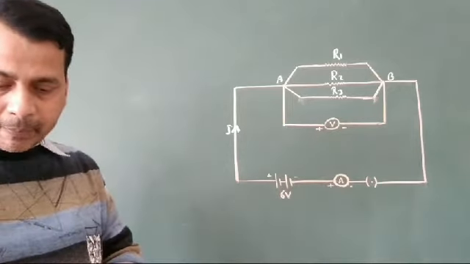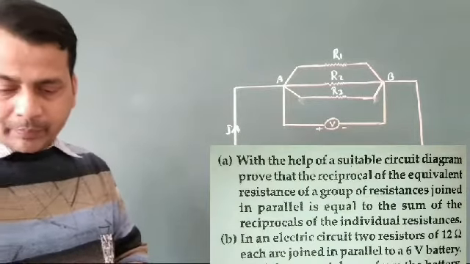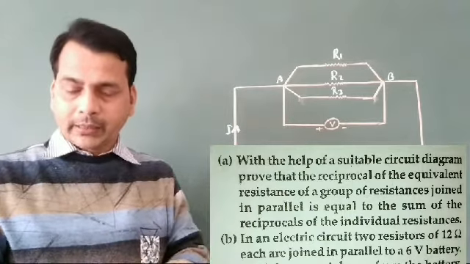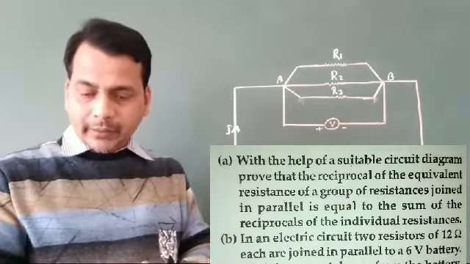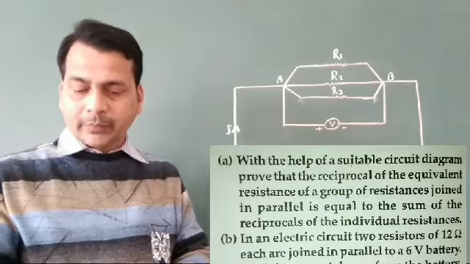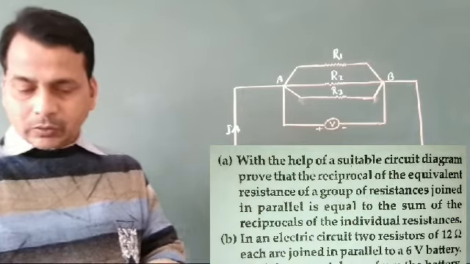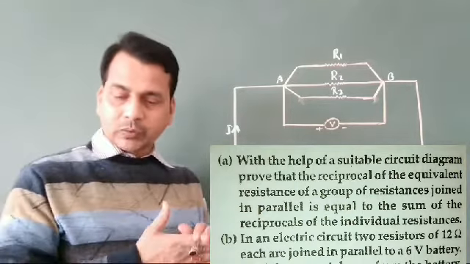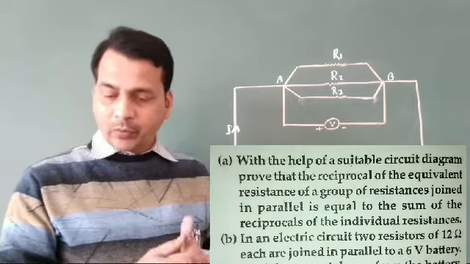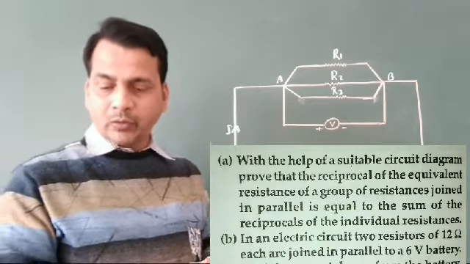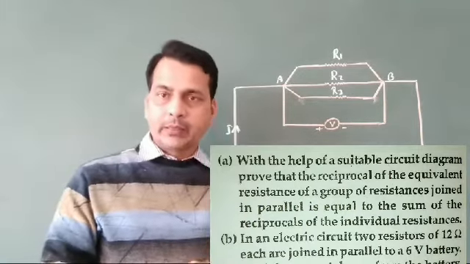The first question: with the help of a suitable circuit diagram, prove that the reciprocal of the equivalent resistance of a group of resistances joined in parallel is equal to the sum of the reciprocals of the individual resistances.